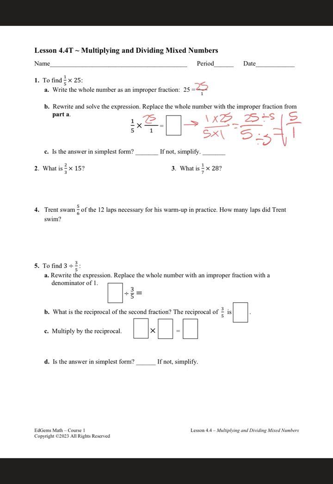So 5 over 1. Is this in simplest form? No. So let's simplify. 5 over 1 is the same as 5 divided by 1, and that is 5.